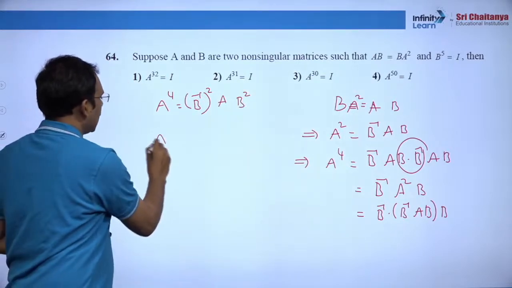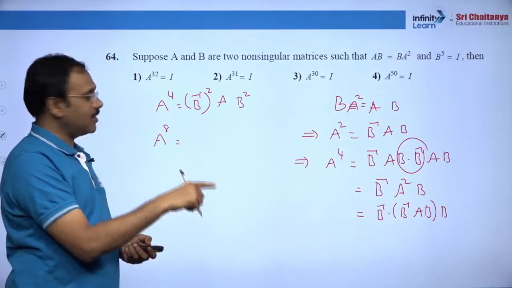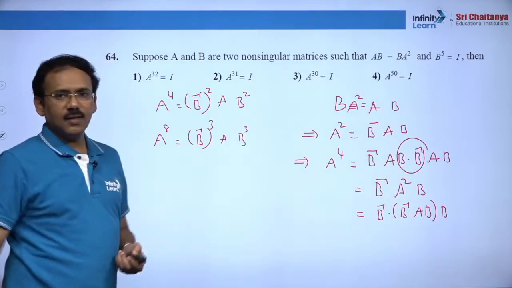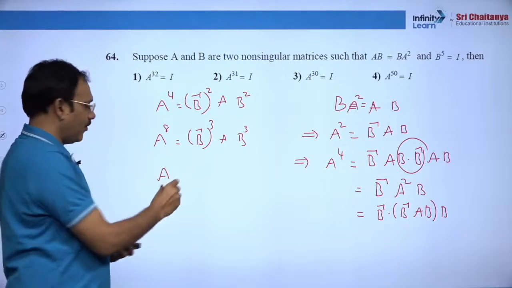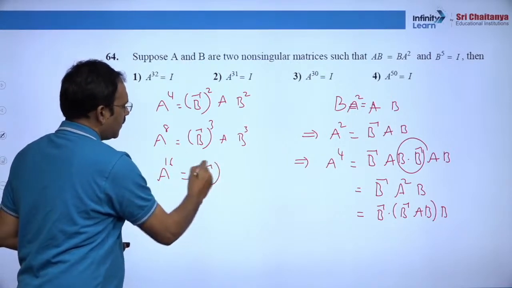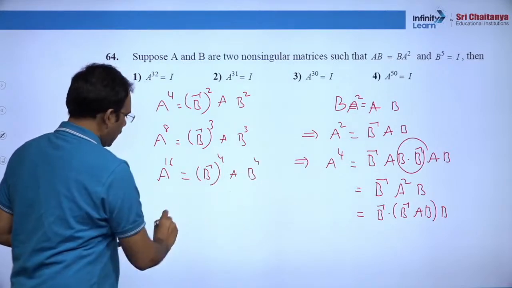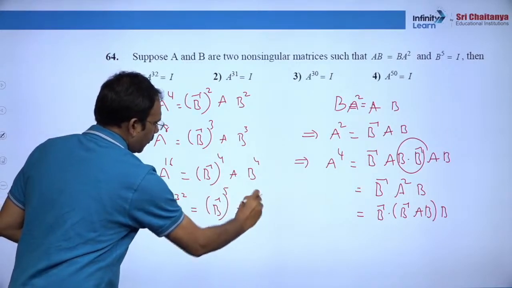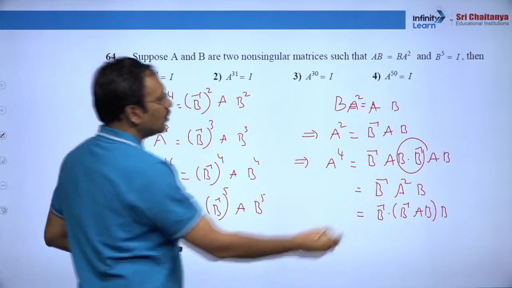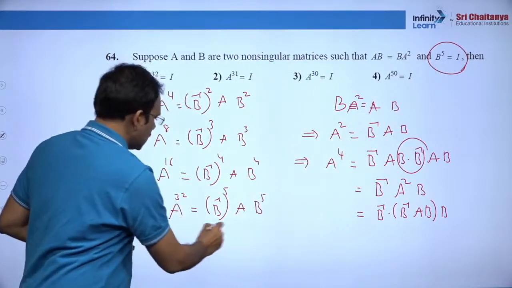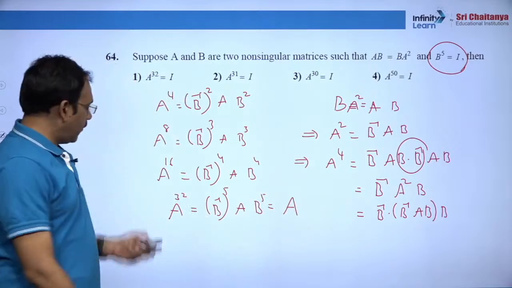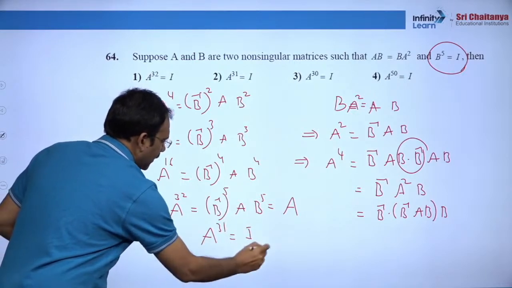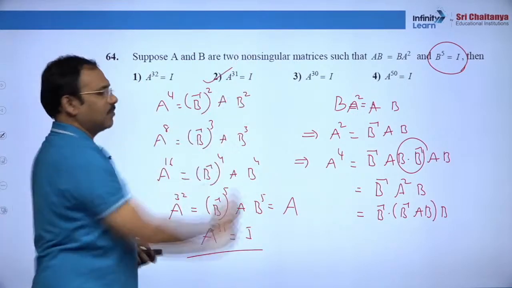Now, you just consider A power 8, repeat the same, you are going to get B inverse cube A B cube. If you again multiply this with itself, A power 16 is B inverse power 4 A B power 4. If you just take A power 32, B inverse power 5 A B power 5. I can stop here because I know that B power 5 is equal to I. So, this is going to be A, my dear friends. So, if A power 32 is A and A is non-singular, A power 31 must be I. That is the thing. So, you can go with option number 2, my dear friends.